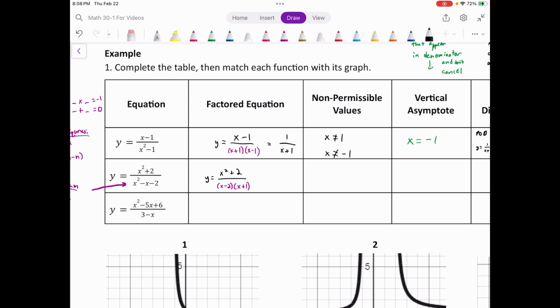So what are our non-permissible values? Well, we can't divide by 0. So from this factor, we see that x cannot equal 2. And we can't divide by 0. So from this factor, we see that x cannot equal negative 1.